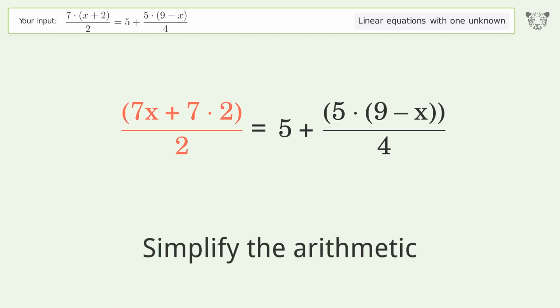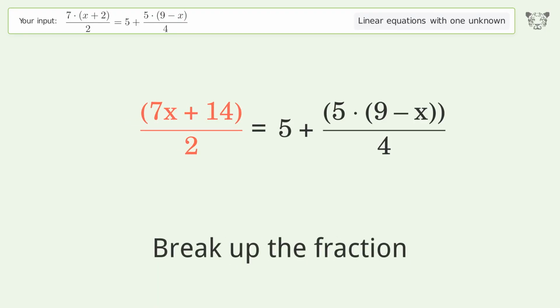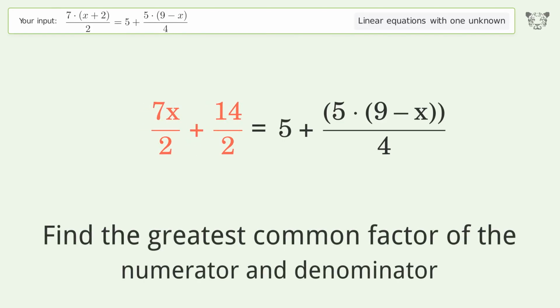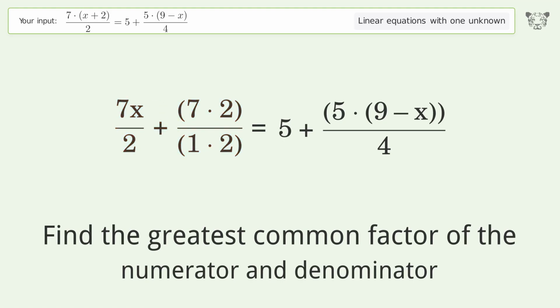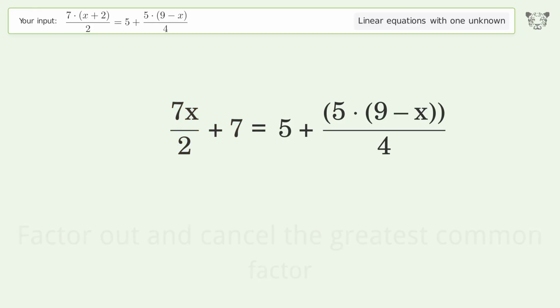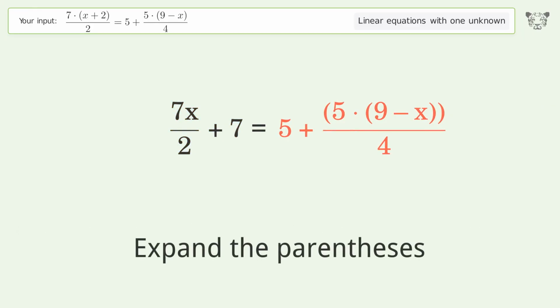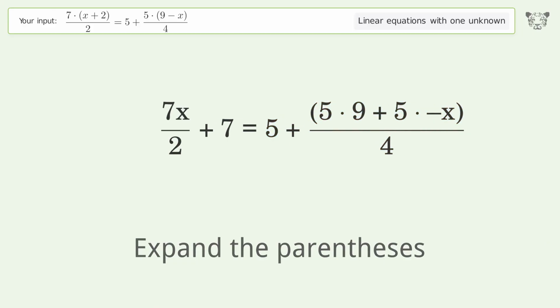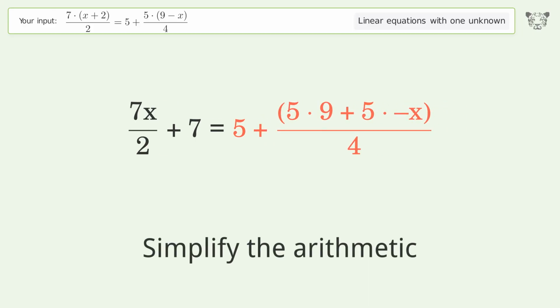Simplify the arithmetic. Break up the fraction. Find the greatest common factor of the numerator and denominator. Factor out and cancel the greatest common factor. Expand the parentheses. Simplify the arithmetic.